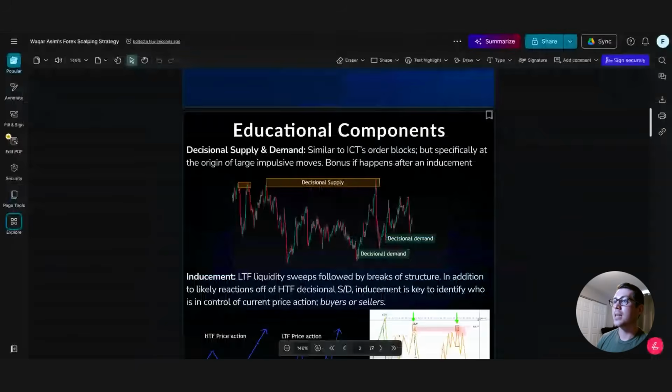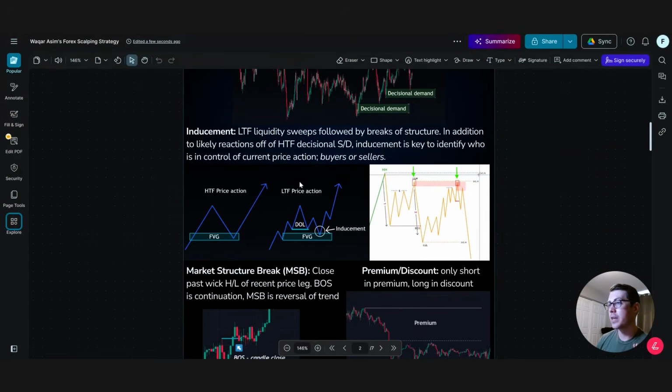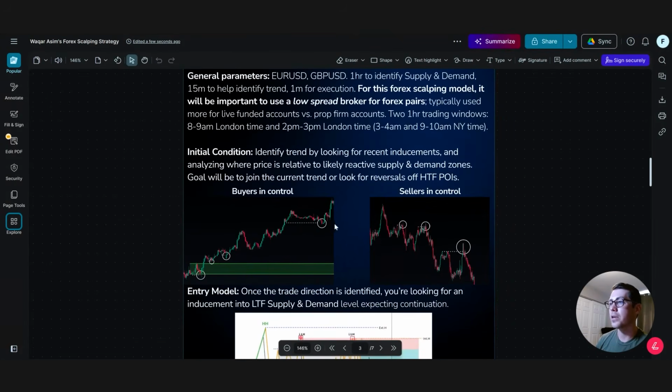Again, it's definitely more of an advanced model, but even if you don't want to trade the specific model, hopefully the concept of inducement and using it to help identify who's in control of the markets, as well as those high time frame supply and demand levels, is a good framework for you to help identify directional bias that you can use outside of this model, just with your own trading parameters. So I hope you guys found it helpful.